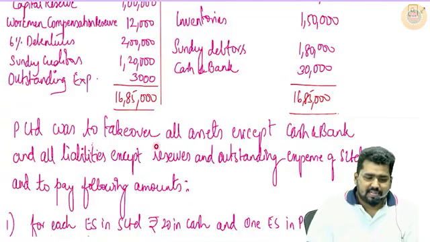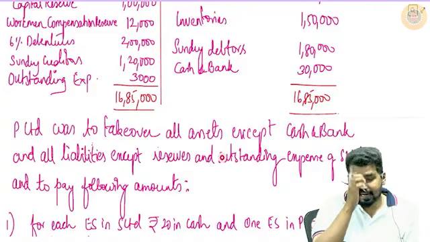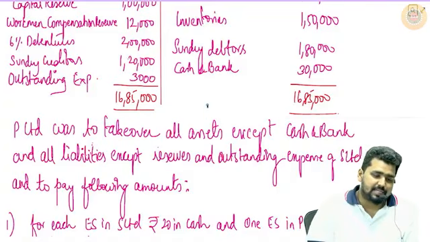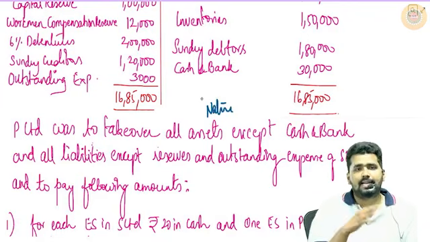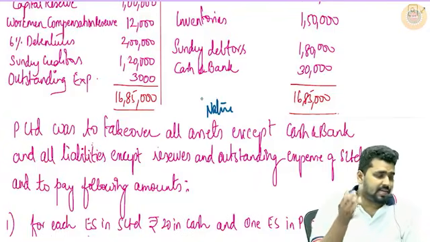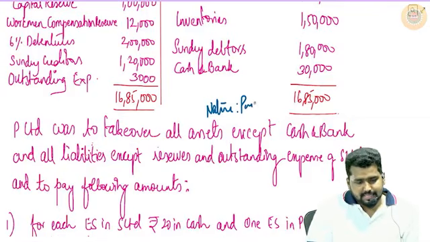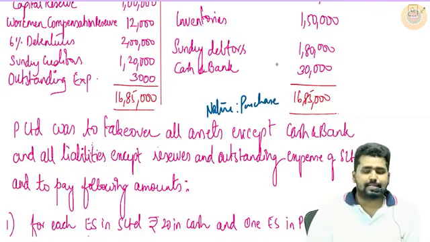The moment you see they are not taking over reserves, or one or a few assets or liabilities, then it is called amalgamation in the nature of what? Purchase. Because amalgamation in the nature of merger means they have to bring all assets, liabilities and reserves also. Here they are leaving one asset, one liability, and the reserves. That's why it is called the nature of purchase. Then what method do we have to adopt? Purchase method.